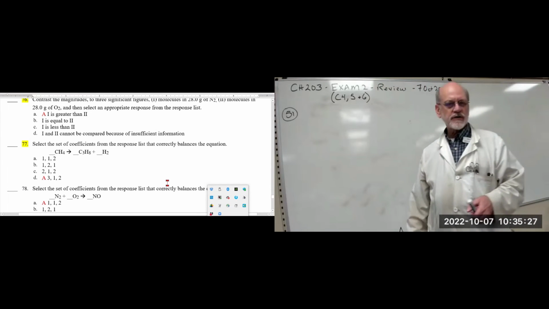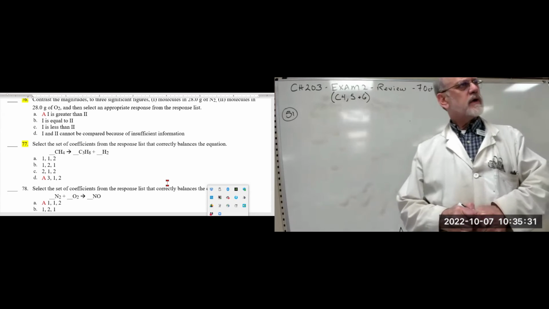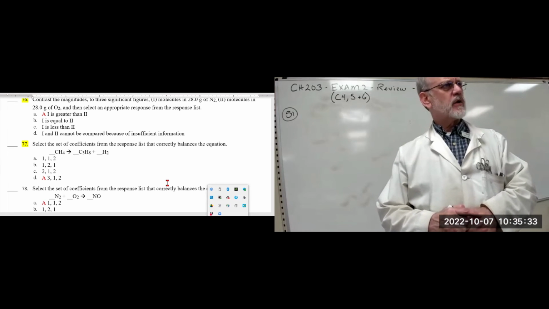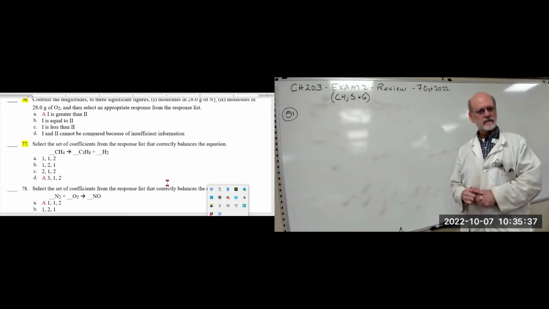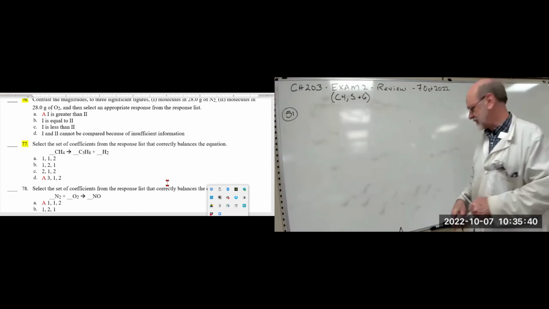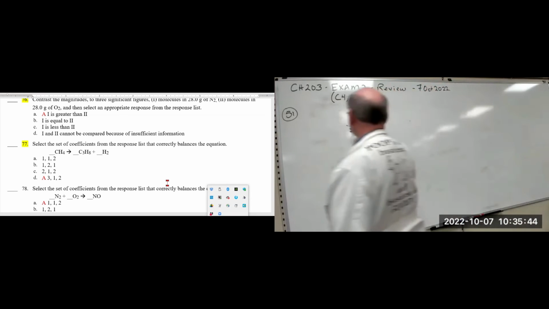Select the set of coefficients from the response list that correctly balances the equation. Oh yeah, we did balance equations in this one, didn't we? Okay, so we should do that one, shouldn't we? Yeah. All right, 77.